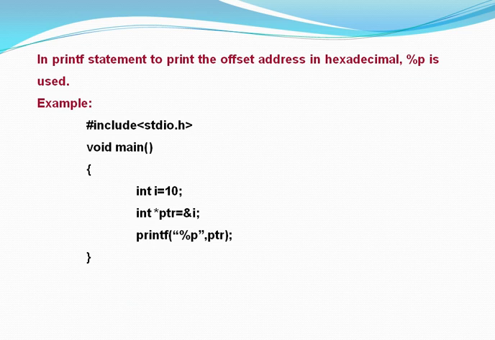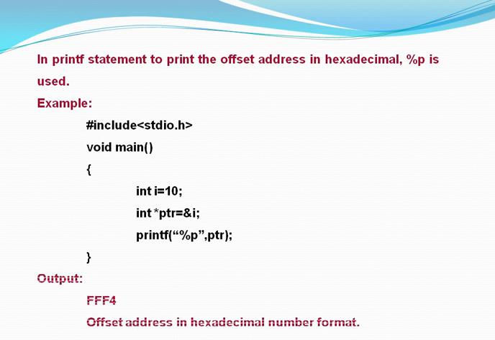Now in a printf statement, to print the offset address in hexadecimal, you can use %p. So %p prints in the hexadecimal format. We have written one variable i equals 10, int star ptr equals address of i. Now you can print by using the printf statement: printf inverted comma %p, then ptr. So what is the value? You get the result FFF4. We are printing the address ptr. ptr is equals to address of i, meaning we are printing the offset address in hexadecimal number format.